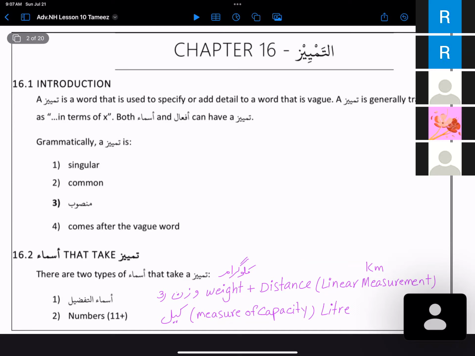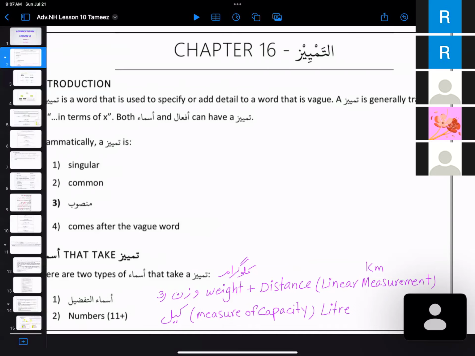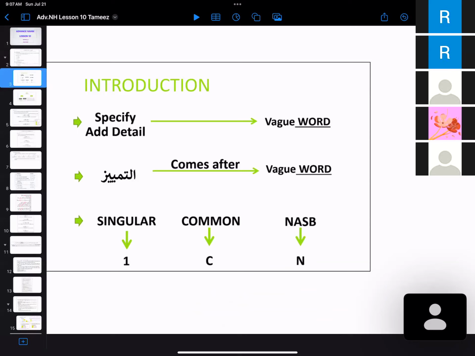So these three categories we need to remember with the asma: ismu tafdil, after ismu tafdil we need a tamyiz. After numbers, we need tamyiz. And after all these ways of scaling or ways of measuring, all these scales of measuring, I should say, we need tamyiz after that. So we will see some examples, and inshallah, that will make sense then.